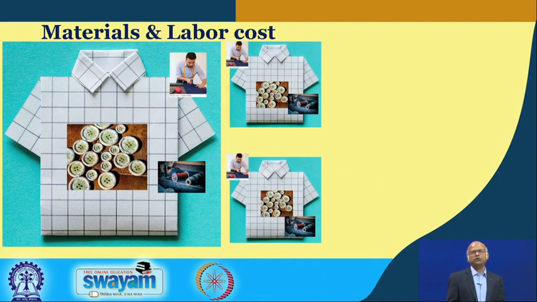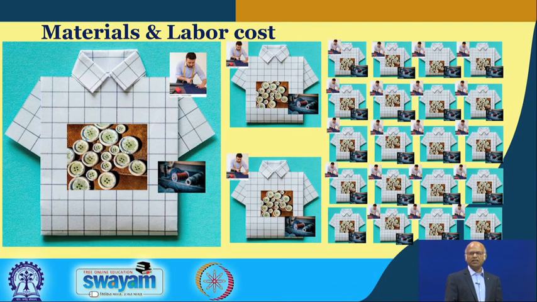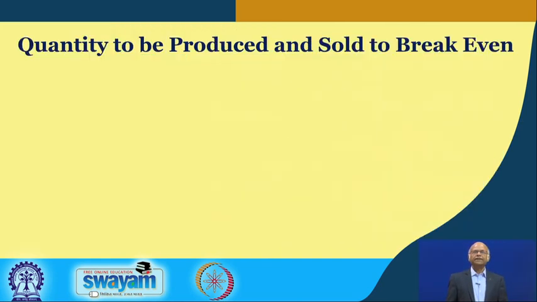Now, suppose you are producing 2 shirts, it will be double that. If you are producing 16 shirts, it will be 16 times that. So, this is to show that variable cost proportionately increases with level of production. So, this is how variable cost is kind of to be understood.